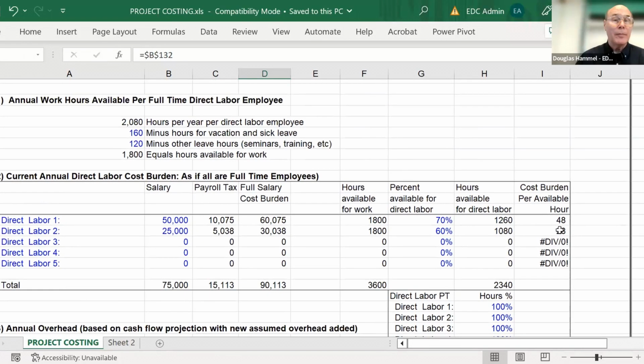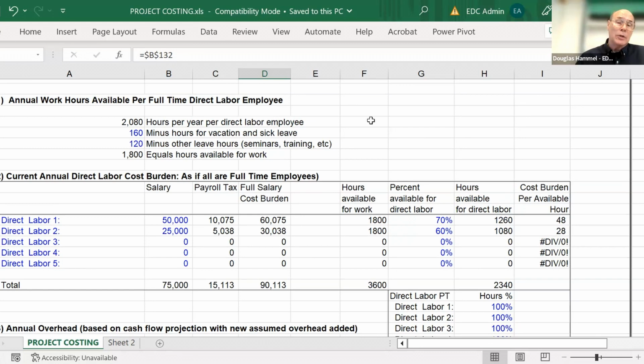So up here at the top, we're going to say annual hours worked per full-time direct labor employee. Now, this is not the secretary who works in the office, and this is not other people who do not do direct labor hours. These are only people who do direct labor, like the carpenters or the person varnishing your boat deck, direct labor hours.